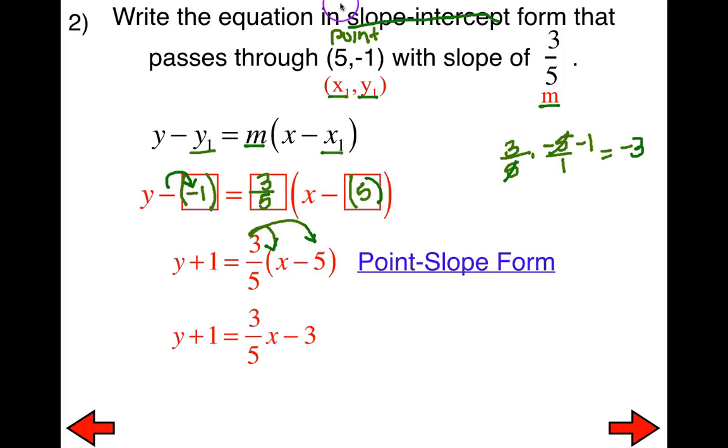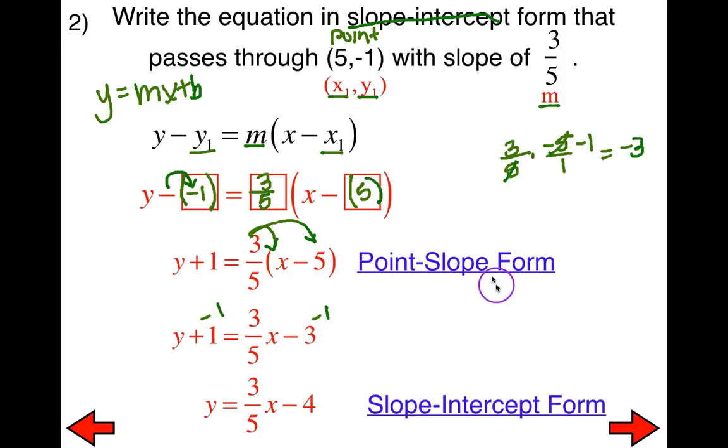Now, in order to get into slope-intercept form, again, I'm trying to get it to be y equals mx plus b. So I need to isolate y by subtracting 1 from both sides, leaving me with y equals 3/5 x minus 4. So this is your slope-intercept form. I can clearly see the slope is 3/5, and that b is a -4.